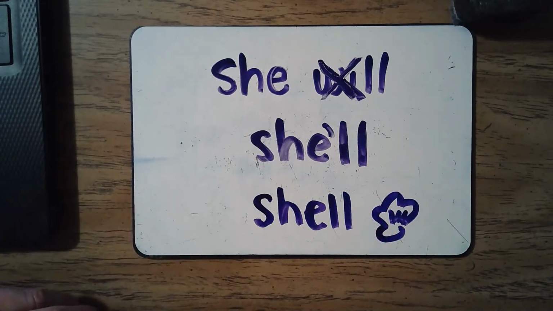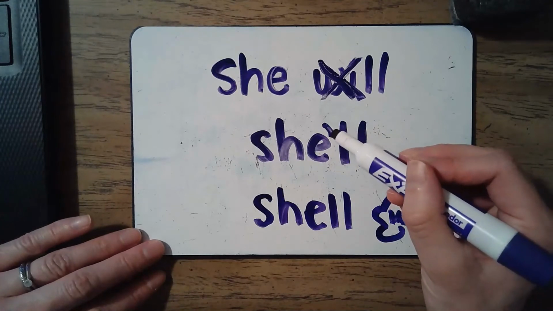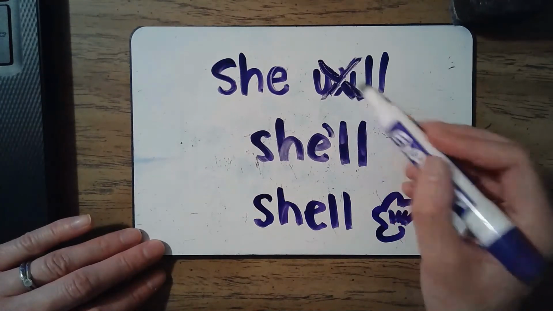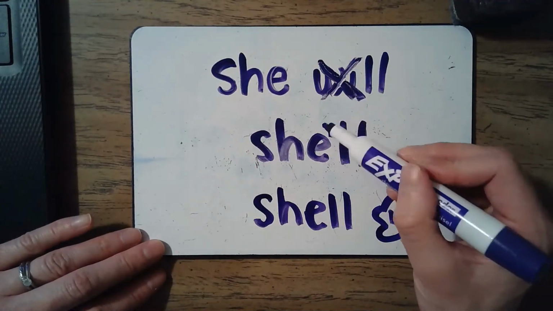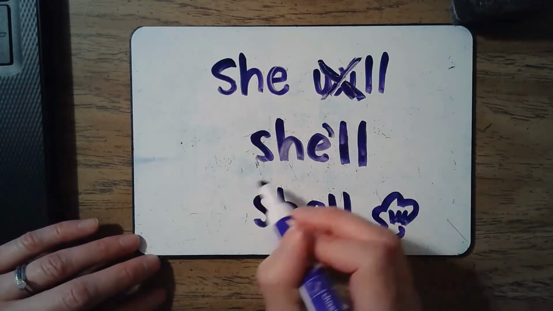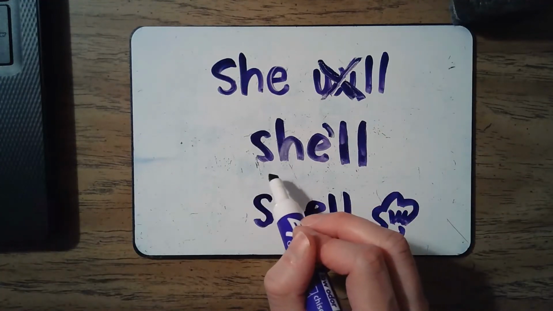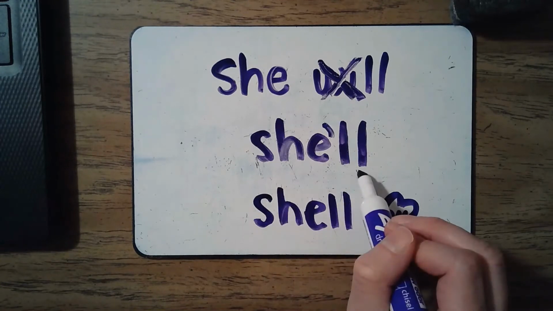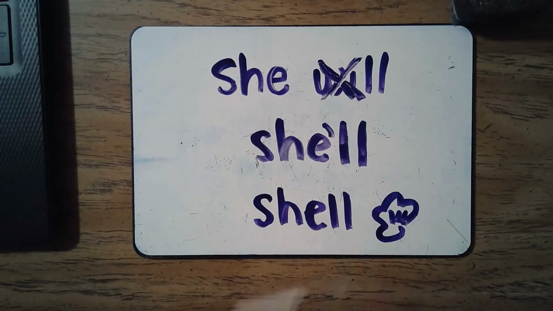Shell. So this shows us that it's really important that if we're crossing letters out to make a contraction, we're using that apostrophe. It will help us with reading so that we'll know to read this word as she'll go to the beach instead of shall go to the beach.